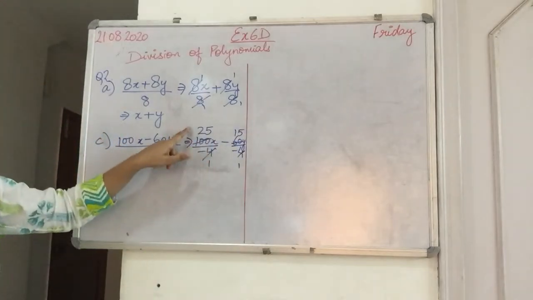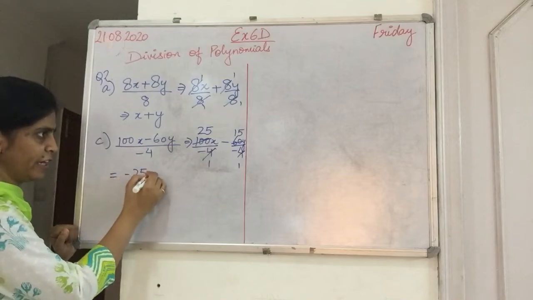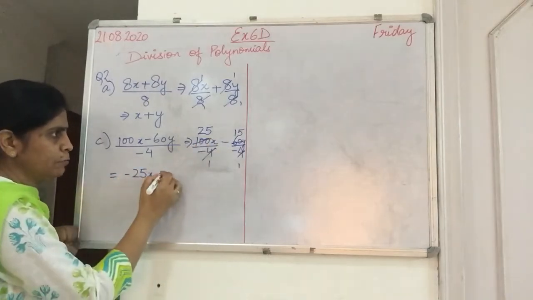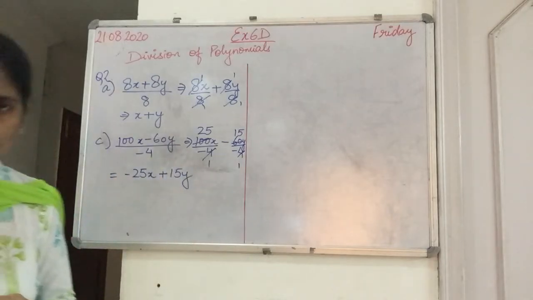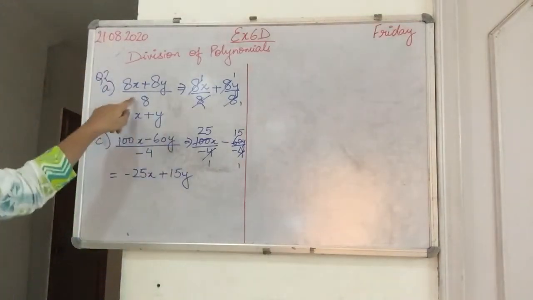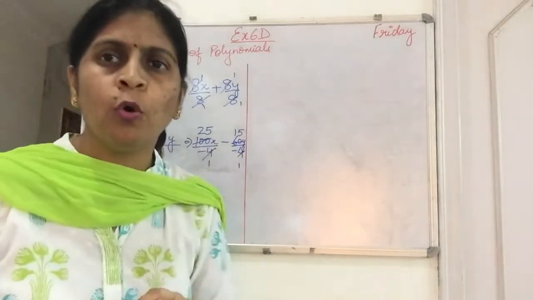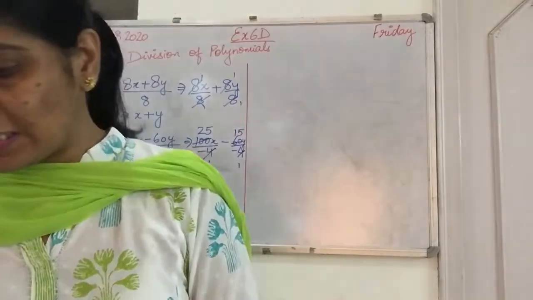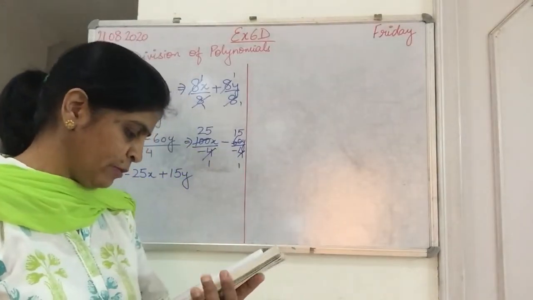Now minus plus minus is minus. So minus 25x, and minus minus becomes plus 15y is the answer of it. Now you have seen that when we talk about the denominator, it is a monomial, but there is no variable in this case.